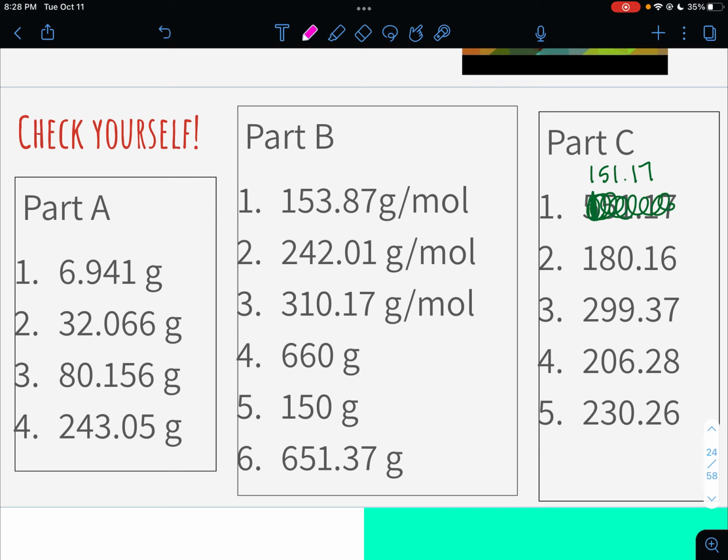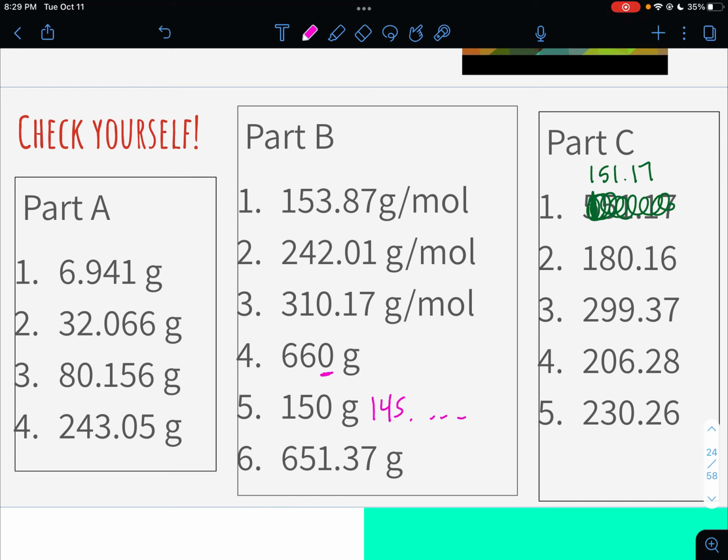So now you want to go ahead and check your answers. Don't worry too much about the rounding. Like here, I rounded 661 to 660. As long as you're getting close, like if you get 145 something for that, that's fine. Don't worry too much about the decimal places and all of that. Go ahead and check your answers, see how you're doing.